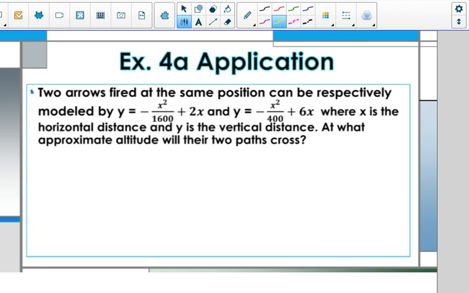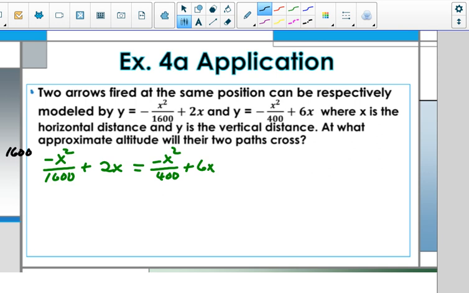Just to show you how to do it on paper, if you didn't have a graphing calculator, I'm going to use substitution here. So since they both equal y, I have -x squared over 1600 plus 2x, and this has to equal negative x squared over 400 plus 6x. I want to get rid of my fractions. So I need to multiply by a common denominator. So 1600 would be the common denominator. Get rid of all my denominators.